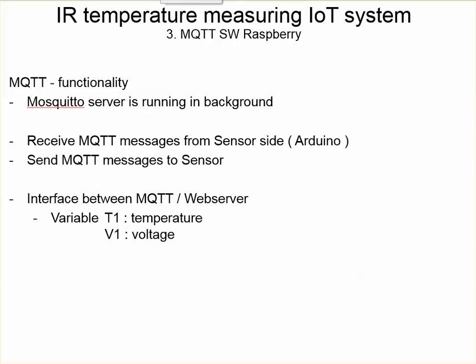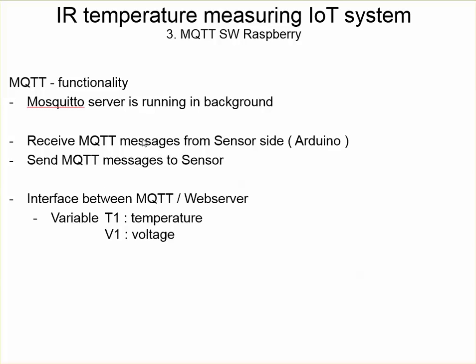Now let's see how our Python program in Raspberry Pi is working. What is assumed is that you have to first install the Mosquitto server that is running in the background. And what our Python program is doing, our Python program is receiving messages from the Arduino side, the sensor side, and it's also sending messages to the Arduino.